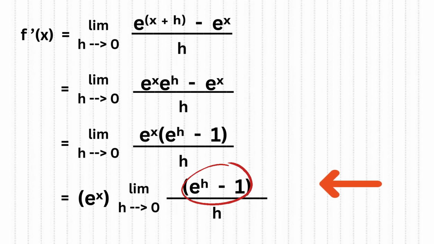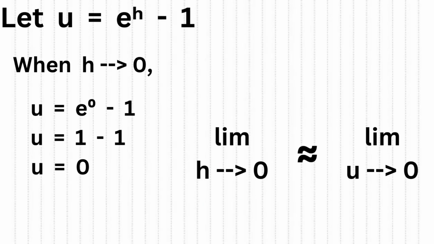Now let's look at the numerator on top first. We're going to be making a quick substitution. Let u equal e to the h minus 1. Later on, we'd like to change the limit's variable from h to u, so let's test out the relation. When h approaches 0, u equals e to the 0 minus 1, which is equal to 1 minus 1, which is equal to e to the i pi plus 1. I'm kidding, u is equal to 0. Thus, we can swap the limits because as h approaches 0, u also approaches 0.